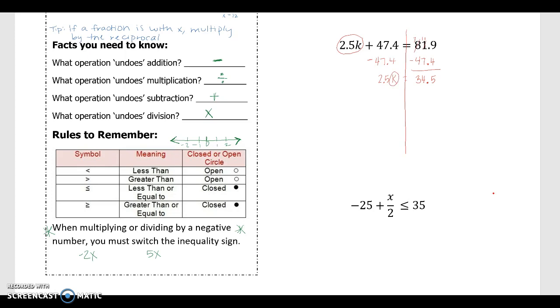If a number and the variable are right next to each other, that means it's multiplication. So to undo that, I'm going to divide. All right, so top in, bottom out. So 34.5 divided by 2.5. If I have a decimal out here, I'm going to move it so all the numbers are to the left of the decimal. What I do to the outside, I do the same on the inside, and I raise it to the roof.